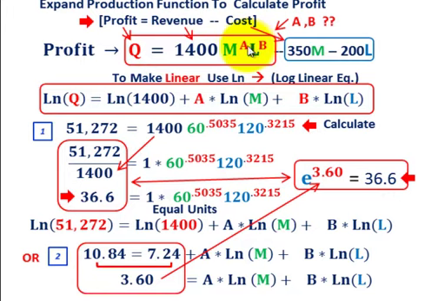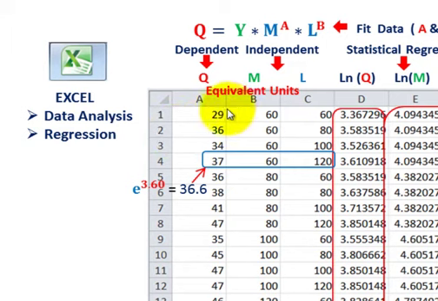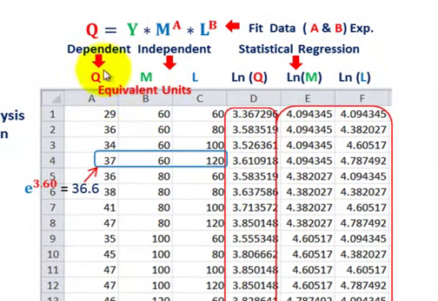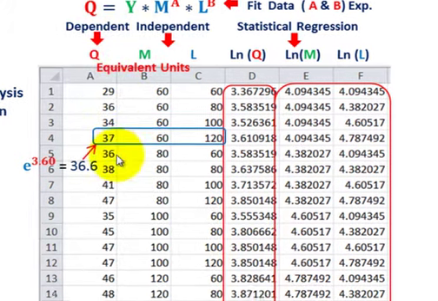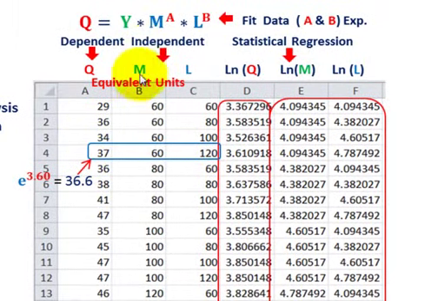Okay, so now let's really solve for this A and these B exponents. This is the whole thing, real simple. I'm using Excel, data analysis, regression. Here are my inputs. Q is my dependent variable. I have 16 observations, with M and L on a unit basis. Q was my output, excuse me if I said inputs. M and L are inputs on a unit basis.